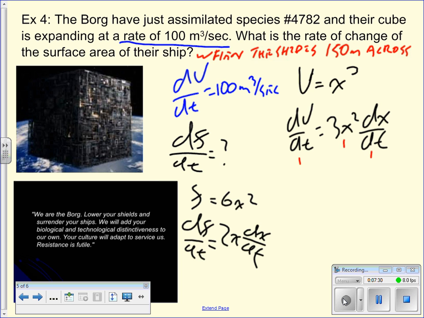I forgot the 12x again. Did I? Oh, you're right. My bad. Okay, so here's what I want you to do. I've given you the derivatives. I've given you the problems. Find dS/dt. Take a minute. We went over the equations together. Plug the values into the appropriate places. Find dS/dt.